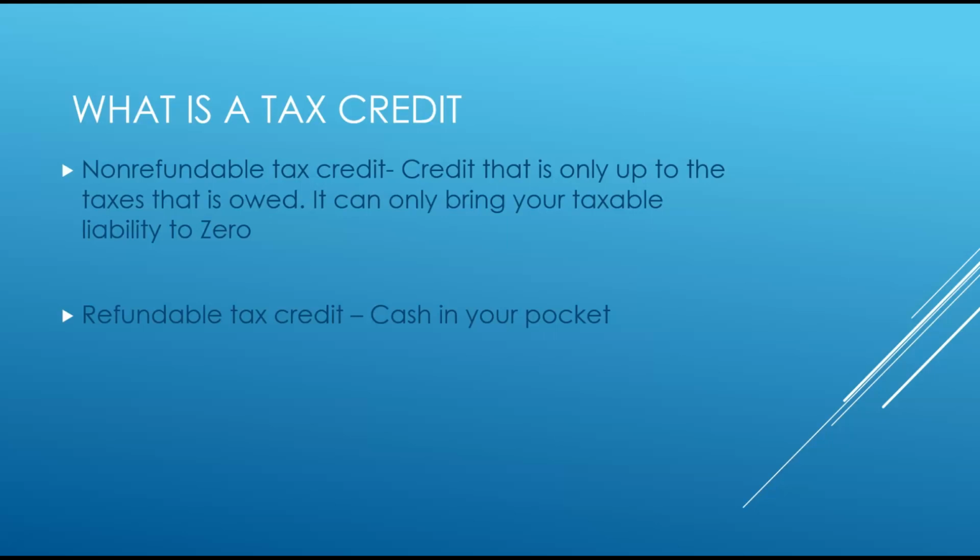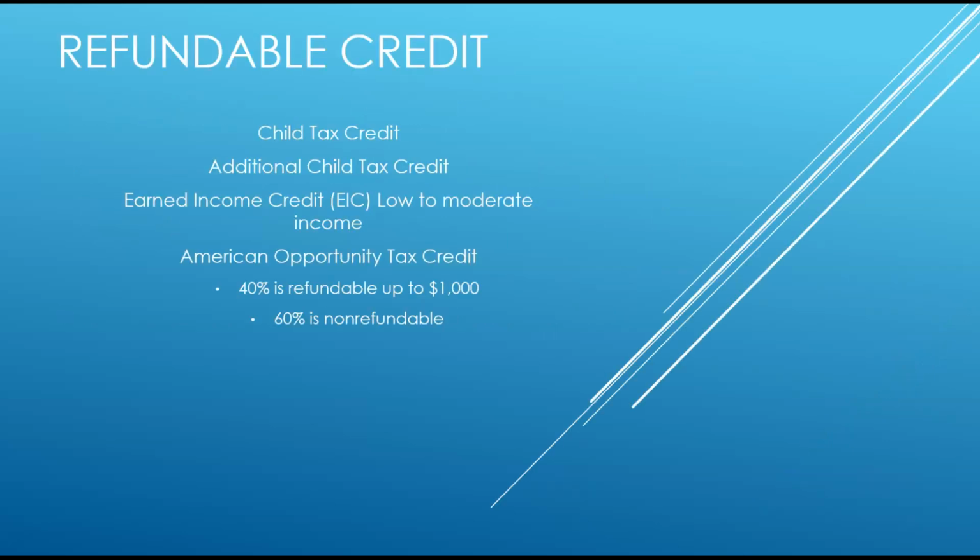So today I'm going to be discussing the different types of non-refundable and refundable credits. Now the list is much greater, but these are the most commonly used credits. For the refundable credits, there's the child tax credit, there's the additional child tax credit, and there's the earned income credit, which is called EIC. That earned income credit, as previously discussed in the other video, is for low to moderate income families. There's also the American Opportunity Tax Credit, which is an education credit.